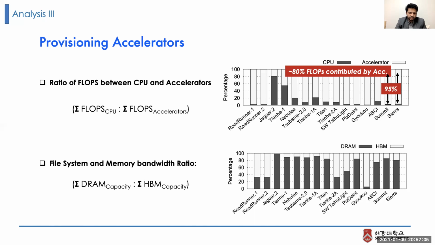Despite the strong dominance of the accelerators in R peak, the DRAM capacity still dominates the HBM capacity in many heterogeneous systems. HBM is high bandwidth memory. On average, DRAM provides 68% of the total system memory capacity.